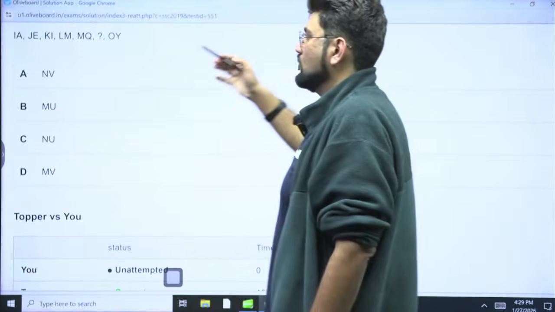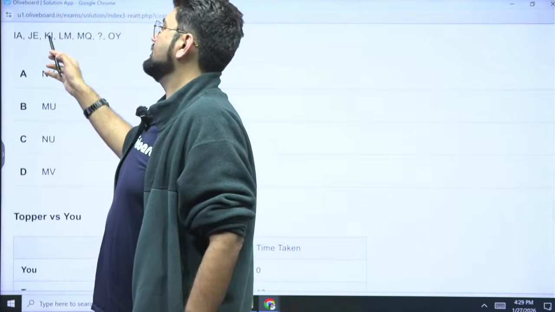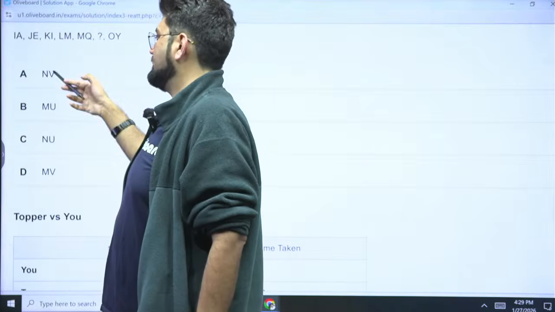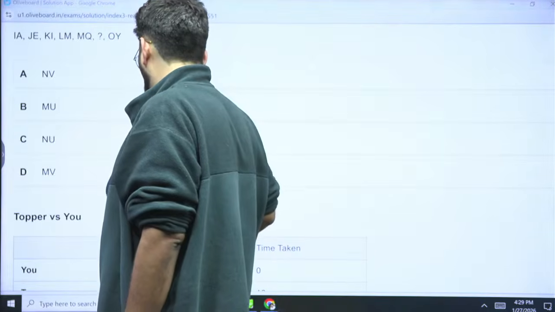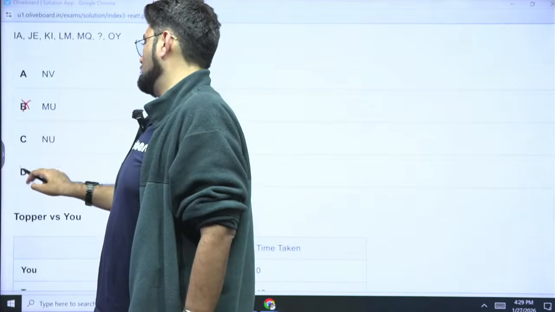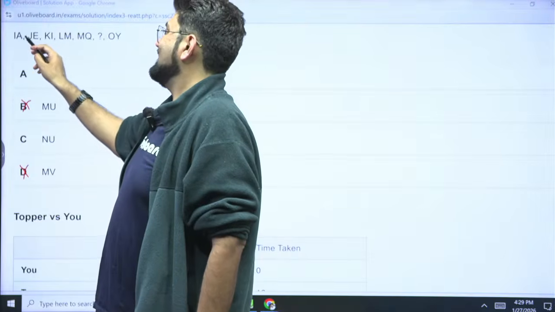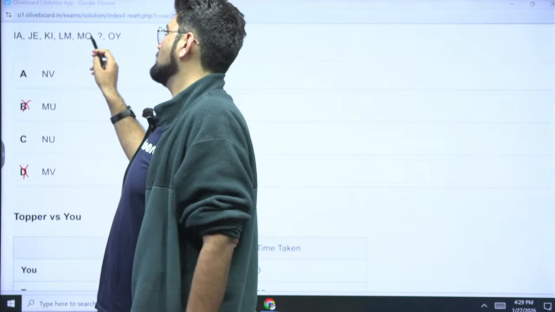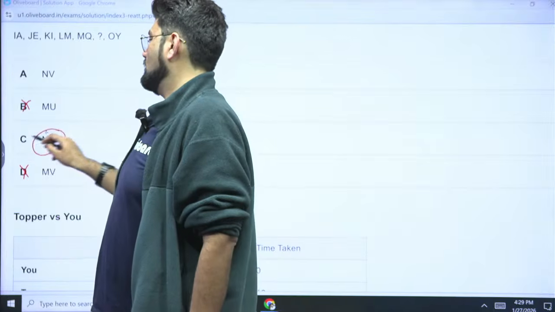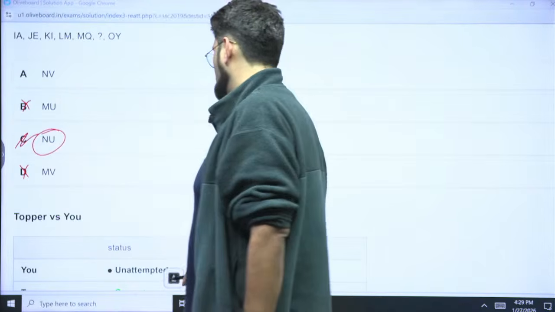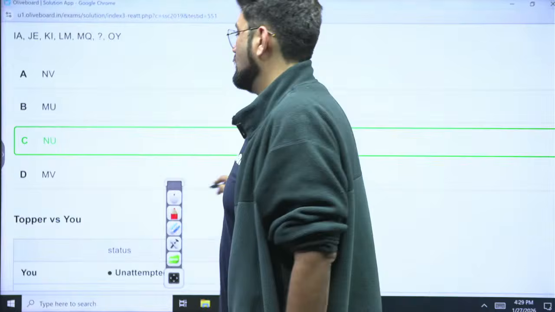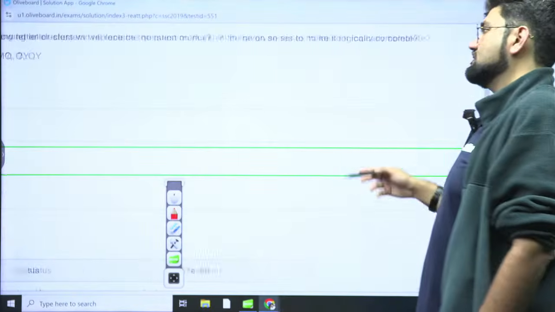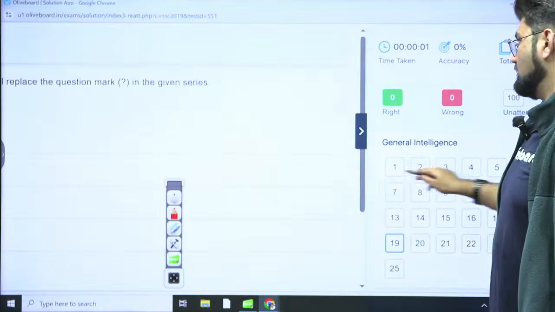Okay. Verbally we can do it again. 9, 10, 11, 12, 13, 14. So we'll start with N here. So we can delete 2 options, option B and option D. And next is A, E, I, M. That is 9, 13, plus 4, 17, plus 4, 21. N, U. Option C is the right answer. Converting letters into numbers actually is going to help you a lot. 16 seconds. That's the beauty. Very good. Next.